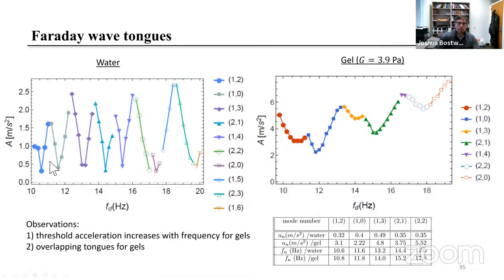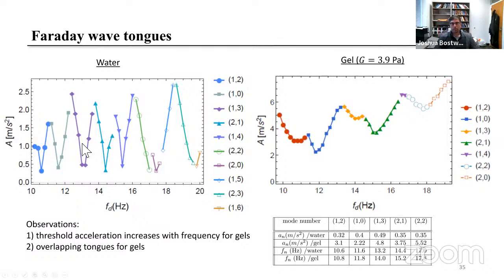And so, like I said previously, for the Faraday waves, each mode has its respective Faraday wave instability tongue. The way to read this diagram is that this is a plot of the acceleration against the driving frequency. Each curve here on the left is a Faraday wave tongue for that prescribed mode. For example, this purple tongue is the Faraday wave mode for the 1-3 mode. Everywhere outside of this tongue, you will not observe this type of pattern being formed unless you cross over into the tongue itself.